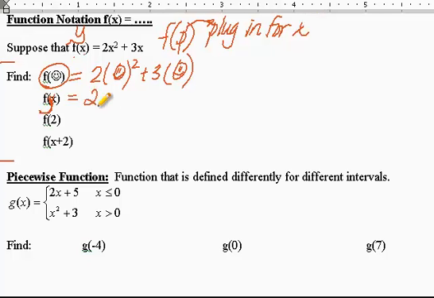F of y would mean 2y squared plus 3 times y, because instead of the x that was originally there, I'm going to plug the y in. Now the last two are slightly different. F of 2 I can actually evaluate, and evaluate means find the value of the expression.